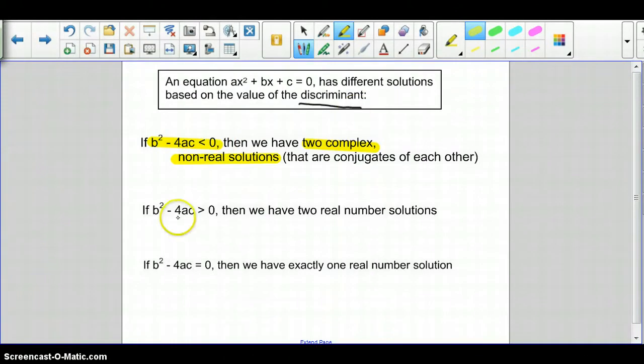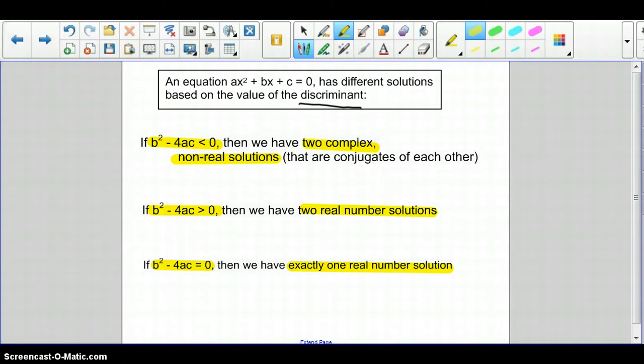Now, if our discriminant is positive, so it's greater than 0, we will have 2 real number solutions. So we're most familiar with this one. If we get a positive number, we can take the square root of it and get 2 real solutions. Now if that discriminant is equal to 0, then we say we have exactly 1 real number solution. We just have 1.